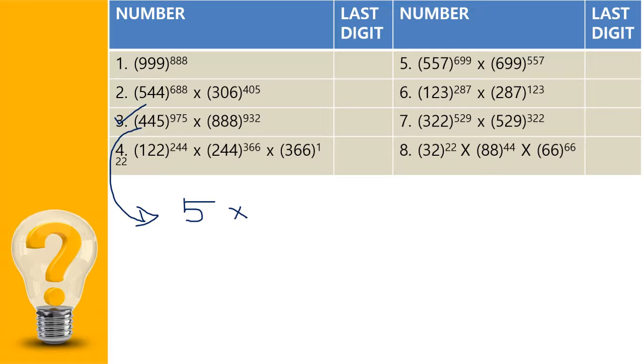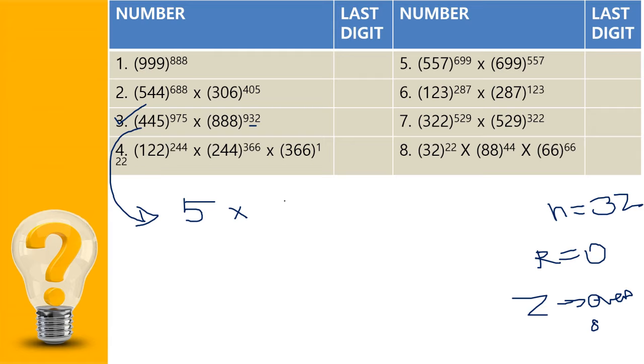So here I have 32. So 888 raised to 932. The value of n is 32 here. I divide it by 4. I get a remainder of 0. So since my remainder is 0, I look at z. Z is even. Z is nothing else but 8, which is even. So I'll directly take this as 6. So 5 into 6 gives me 0. So the unit digit of this value is 0.